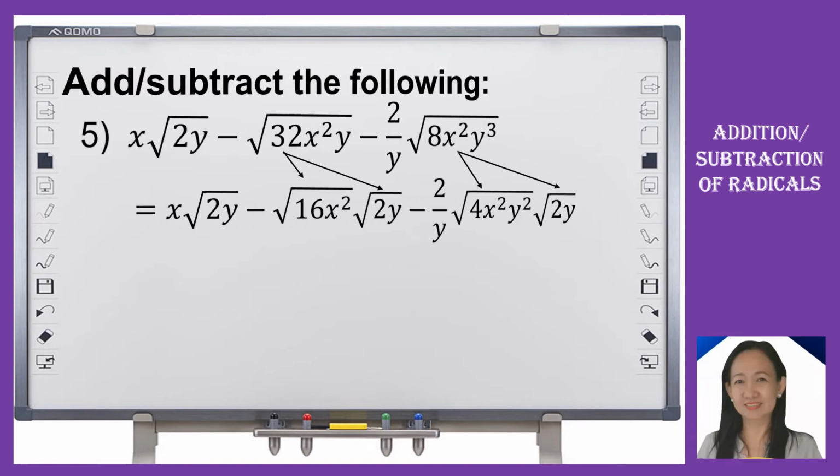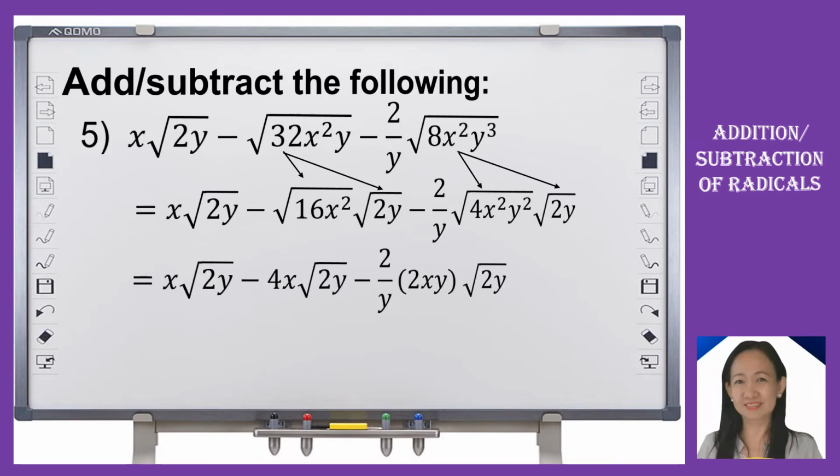Then let us simplify the perfect square. We have the square root of 16x squared is 4x. And the square root of 4x squared y squared is 2xy. Then copy the remaining parts. Then, we can cancel y over y, which is equal to 1. Then, negative 2 times 2x is negative 4x.